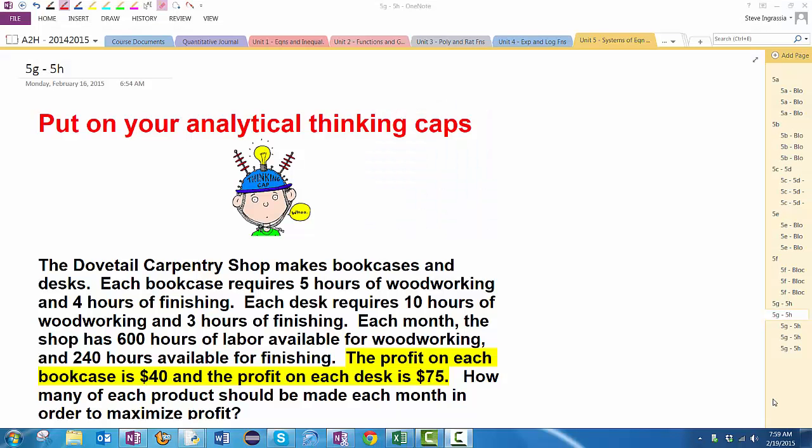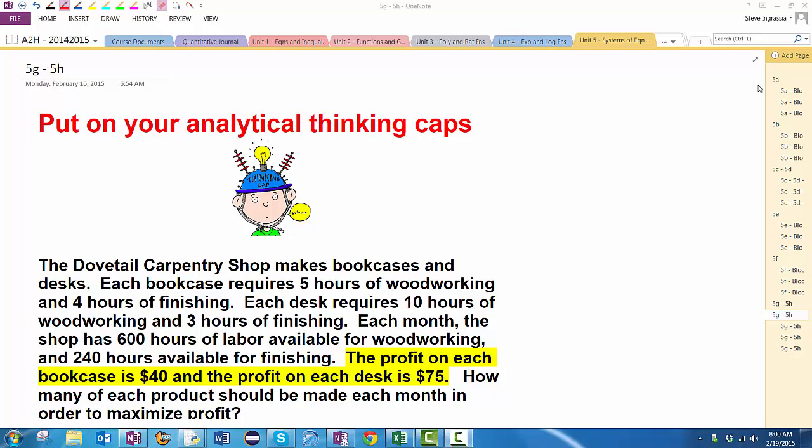All right, here we are in OneNote lesson 5G 5H, and you're going to have to put on your analytical thinking caps. Yeah, I know, it's a day off. Tough. Do it. Here's the situation. The Dovetail Carpentry Shop makes two products, bookcases and desks. Each bookcase requires 5 hours of woodworking, things like sawing and assembling boards and so on, and 4 hours of finishing, sanding, staining, painting. Each desk that they make requires 10 hours of woodworking, but only 3 hours of finishing.